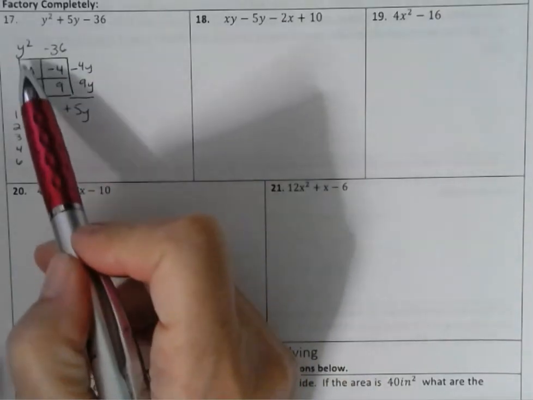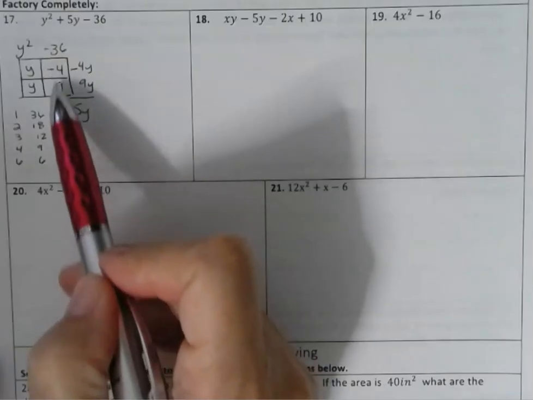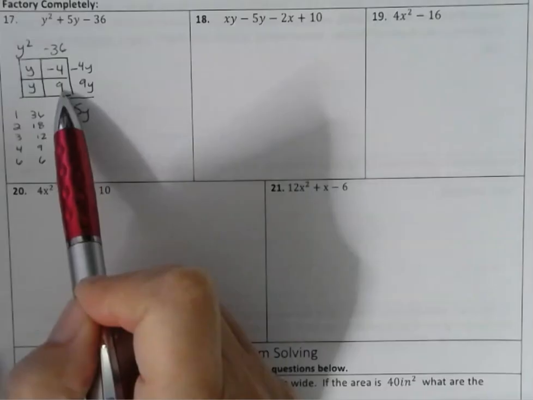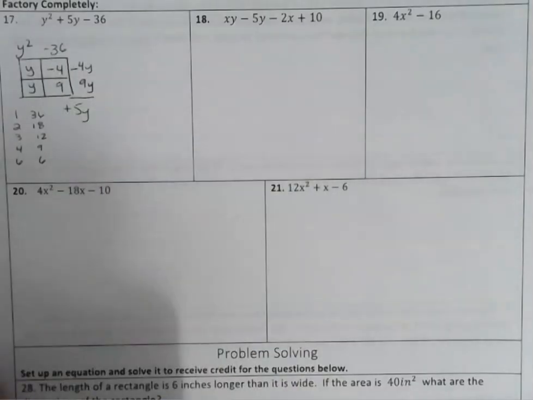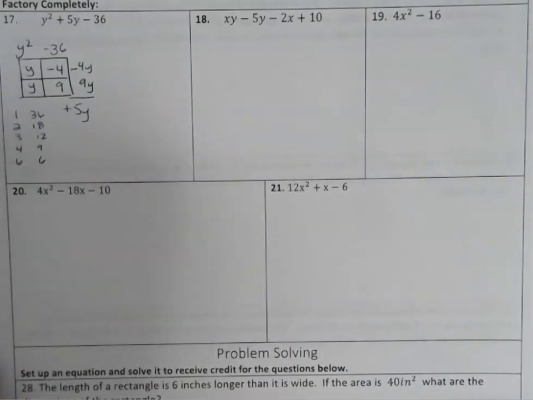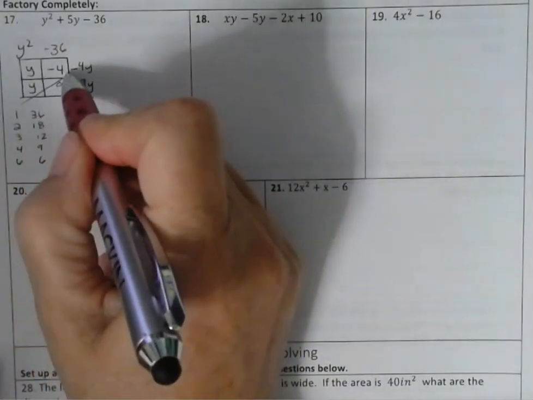So I never put a negative in this first column. Always my negatives, if there is one, go in the second column. And you can see that negative 4 times positive 9 is going to be negative 36. And negative 4y plus positive 9y will add up to 5y. So that's going to be my answer.